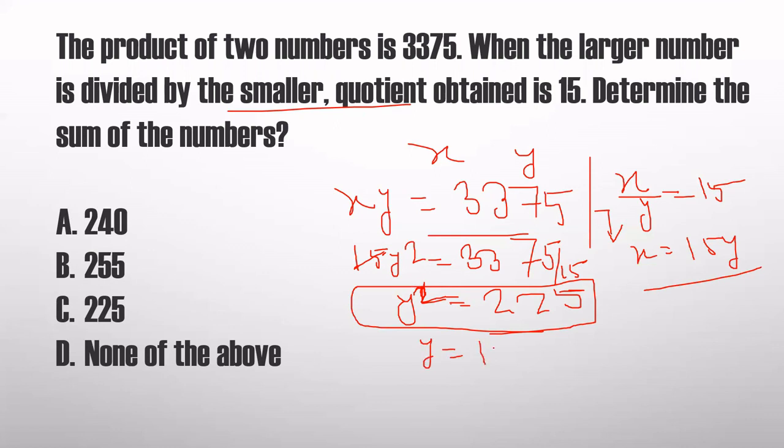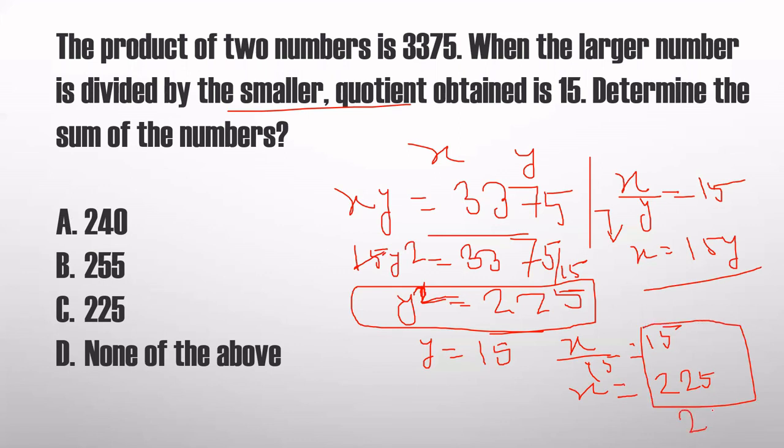The value of y is 15. And now when we know the value of y is 15, then we can easily find out the value of x. So x by y, that means x divided by 15, is equal to 15. So now x is equal to 225. Now the sum of these two values is 240. So the answer is 240.